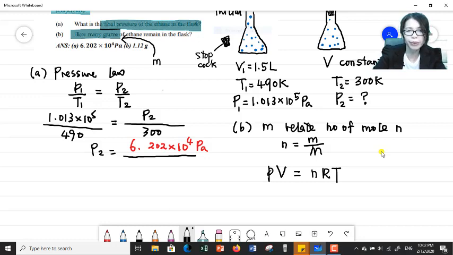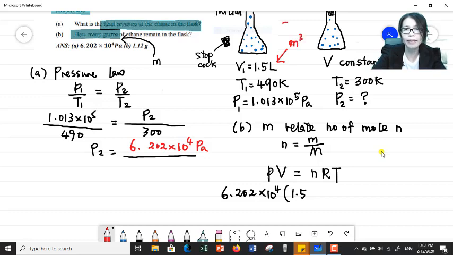The pressure we already calculated: 6.202 × 10^4. Then we have the volume, 1.5 liter. But bear in mind, class, liter has to be changed to meter cubed, our SI unit, where 1 liter is 10^-3 meter cubed. So I change it to meter cubed, so it will be 1.5 × 10^-3.